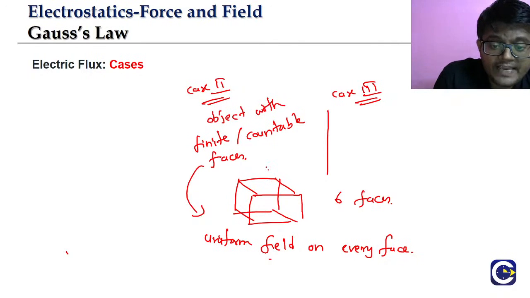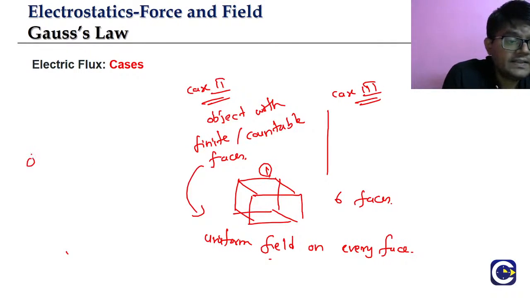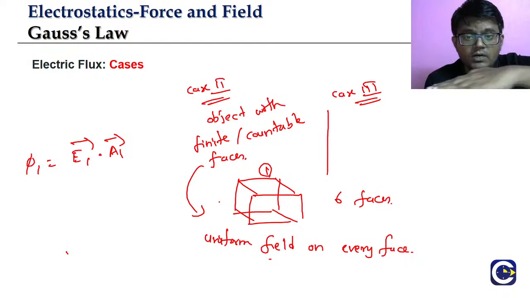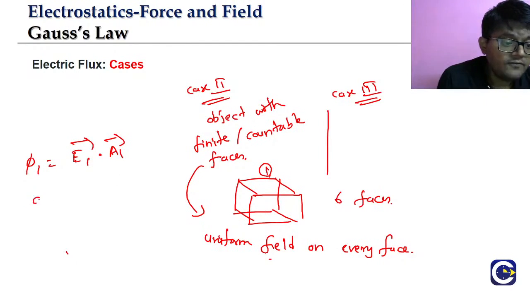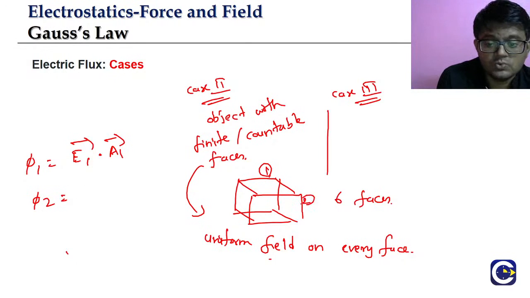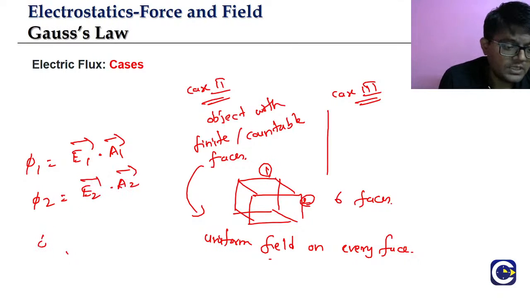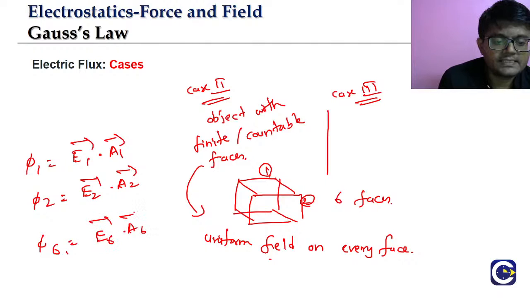Okay, if so, look at it. For face 1, flux 1 will be equal to E1 dot A1. Because if you take one face, that is like a flat surface. Flux through face 2 will be E2 dot A2. That is how it comes. Flux through face 6 will be E6 dot A6.